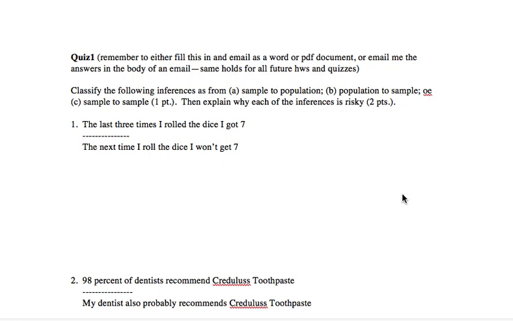Here's some guidance for the first quiz, and this is building off of the lecture that goes with this. We did some practice from the exercises in the book, so this is just another example of that. For each of these, we have to classify it as one of three things: either an inference from sample to population, population to sample, or sample to sample. And then explain where the risk is for each of these. Remember, each of these inferences contains some risk.